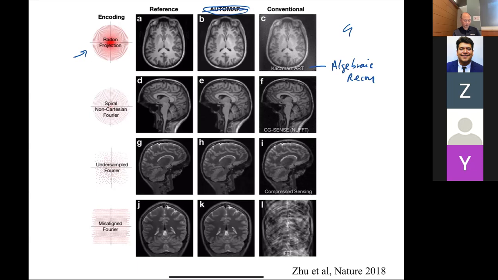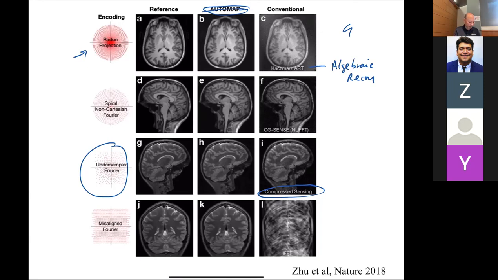But here's what makes it really cool. If you undersample the Fourier data, compressed sensing does a pretty good job, but AutoMap does just as good. And here's the key. Compressed sensing can take hours and hours to reconstruct because you're solving this non-convex problem. Whereas with deep learning, once you have the coefficients, this is what made NVIDIA a $1 trillion company, right? Everything is just GPU, just forward computation. So it's super fast. Once you have the coefficients, computing that image is very fast.